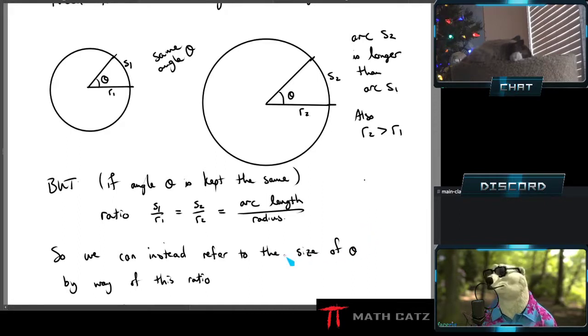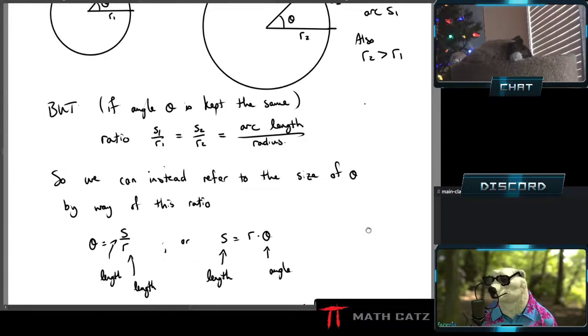By understanding, we can refer to the size of an angle by way of this very unique ratio attached to it. They go hand in hand. An angle, specific ratio. Different angle, different ratio. But different angles won't share this ratio. It's one-to-one. It's unique.